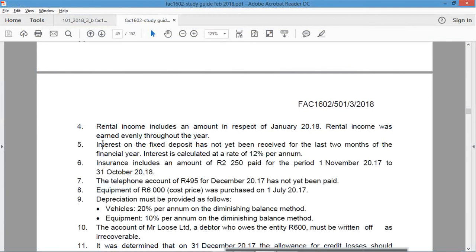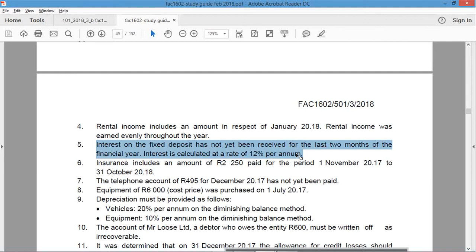Right, what is this one? What did you do with that? Interest on fixed deposit has not yet been received for the last 2 months of the financial year. Interest on fixed deposit, that's number 5. I don't know if I'm right. I said debit bank. Okay, was there any cash that was received? No, and that's what's confused me. Okay, so that's out. Try again.